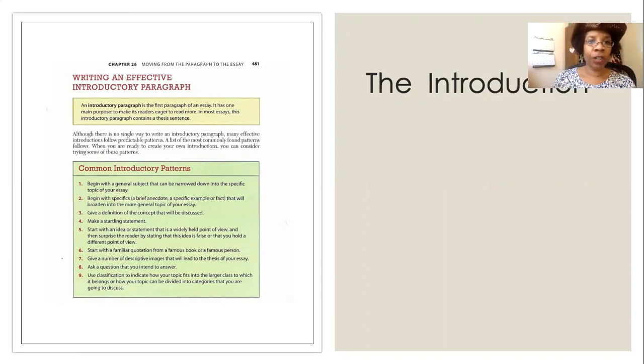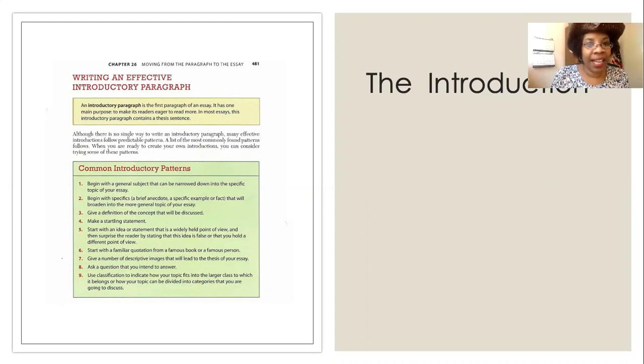So begin with a general subject that can be narrowed down into the specific topic of your essay. Begin with specifics, a brief anecdote. An anecdote is a story, a specific example or fact that will broaden into the more general topic of your essay. Give a definition of a concept that will be discussed. This is where you can use your definitions that you've already done, okay?